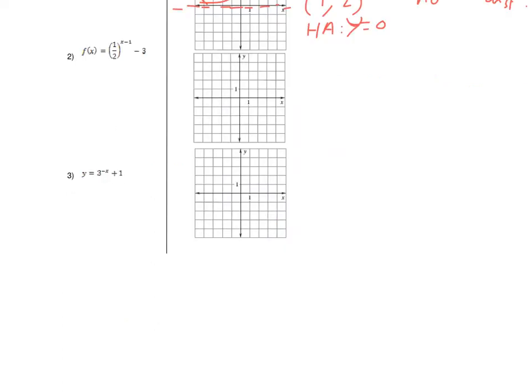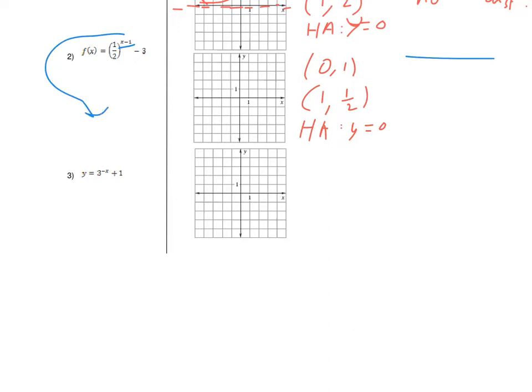All right, next up, number 2. This one, we'll start off again with (0, 1) and then (1, base). In this case, our base is 1/2. We're going to start off with a horizontal asymptote of y equals 0. Now, in this case, I do have some transformations. I see I have an x minus 1 in the exponent. Whenever it's in the exponent, that's a left or right shift, and it's the opposite of what you would think. So this is actually going to shift it right 1.